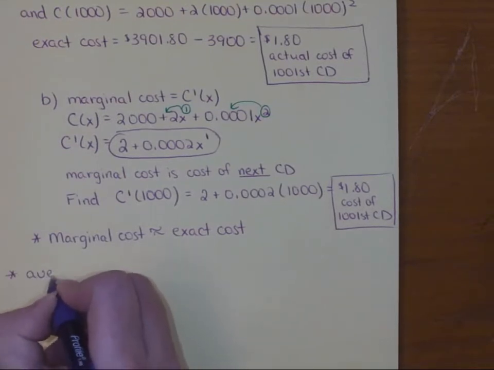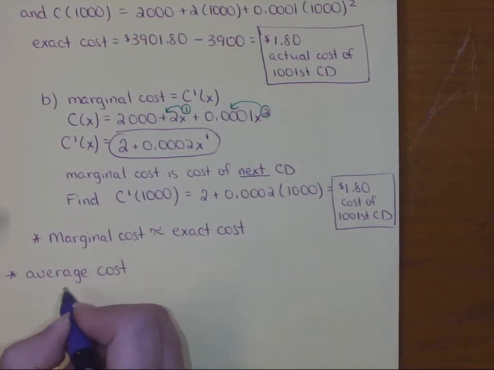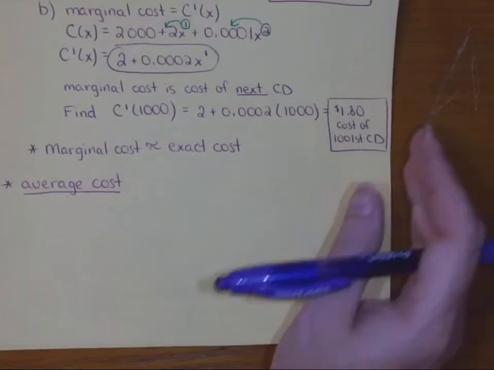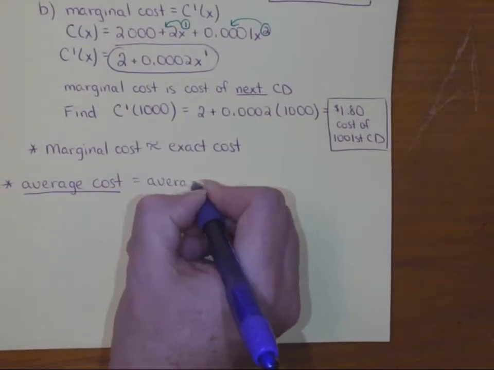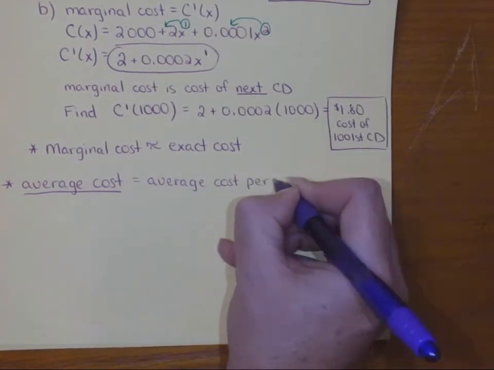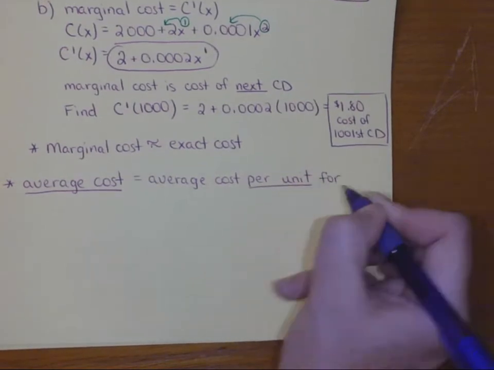All right, something else we talk about when we discuss cost is the average cost. We've talked about total cost, we've talked about marginal cost. The average cost is just what it sounds like. It's the average cost per unit for producing x units.